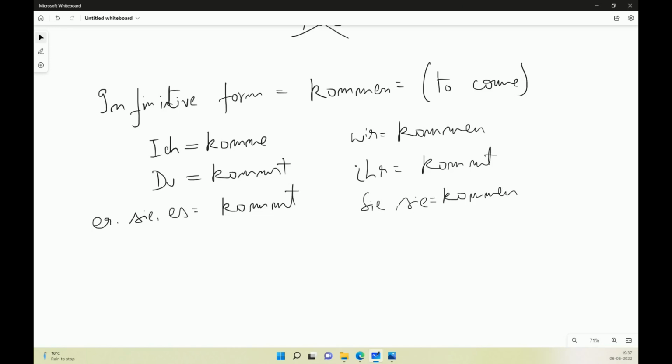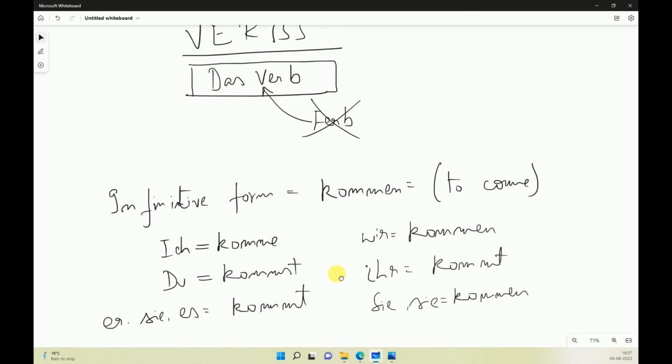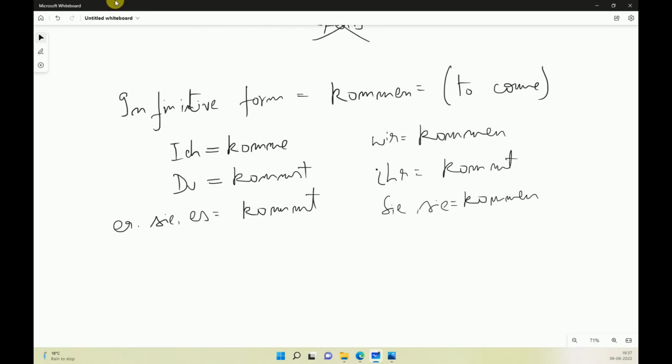Ishita, did you find any problem with this system? No, you know this system already. Yeah. Perfect. That's great. So I need not go into the depth of the basics of this conjugation. So the clear thing is when we talk about verbs, it changes its form depending on where it is used. If I want to say, yes, I am coming, then I can say ich komme.